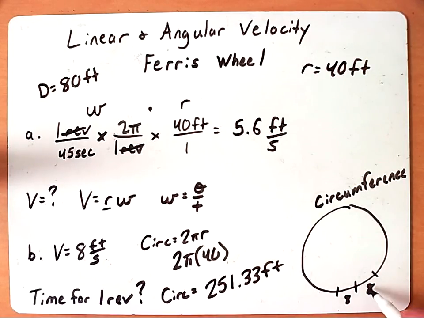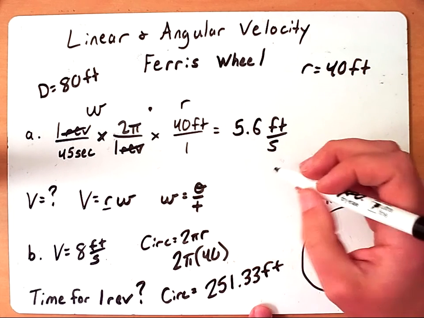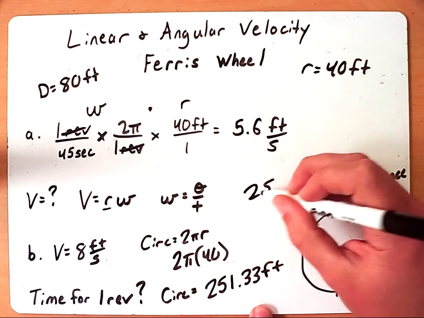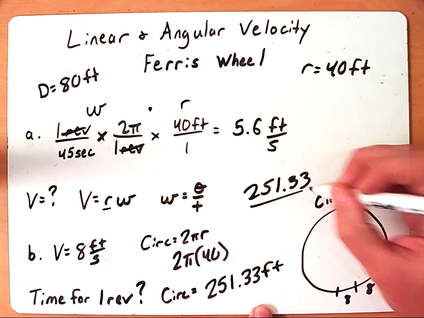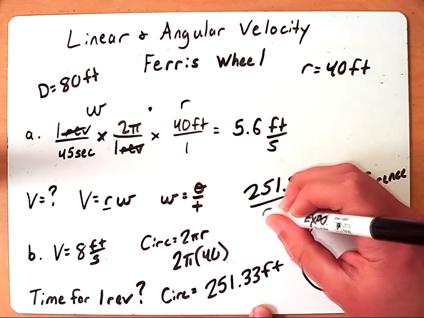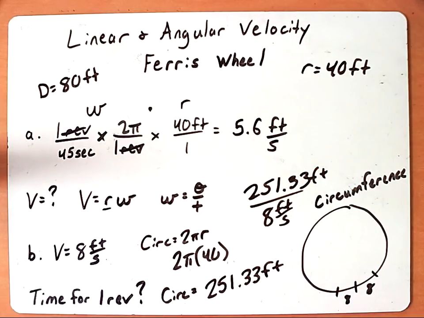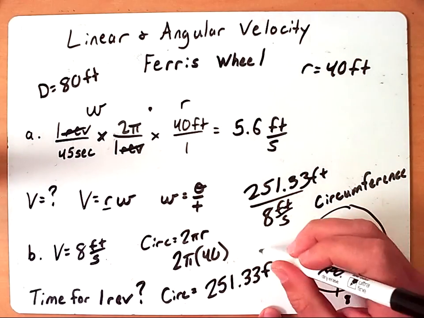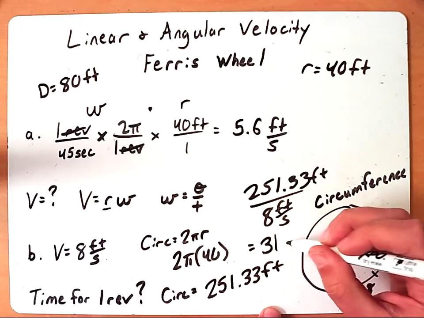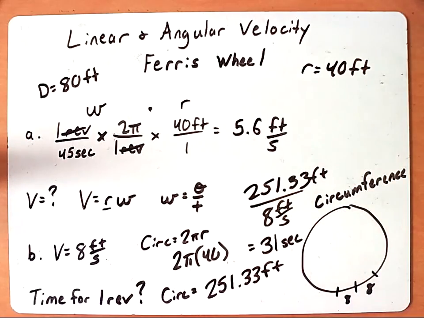Now, if we're covering 8 feet of that every second, then we can find out how many seconds it would take us by taking 251.33 and dividing it by 8 feet per second. If we divide 251.33 by 8 feet per second, we get that it is going to take us 31 seconds to get all the way around our circle.